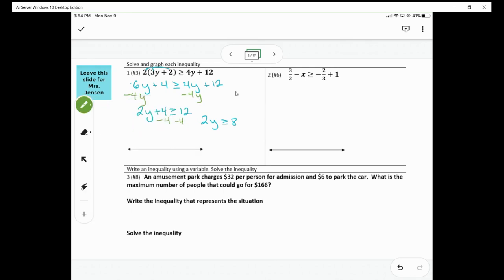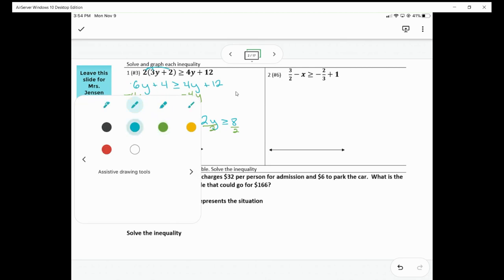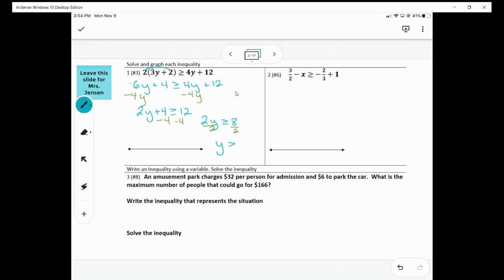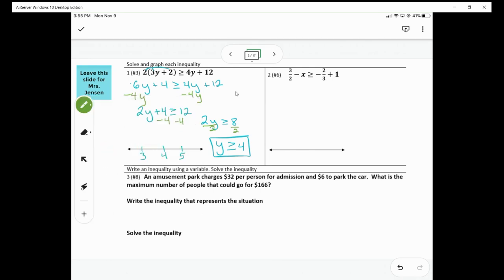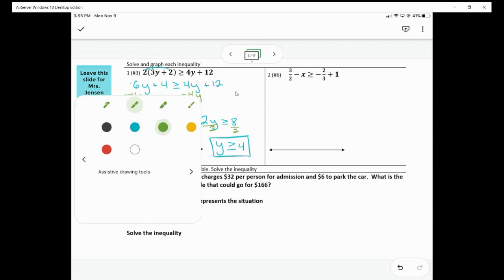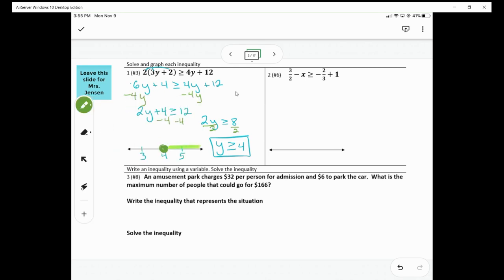So our last step would be to undo the multiplying by 2 and divide by 2. So we get y is greater than or equal to 4. It would be a filled in circle at 4 because it can be equal to 4, and shaded to the right to represent all values greater than 4.